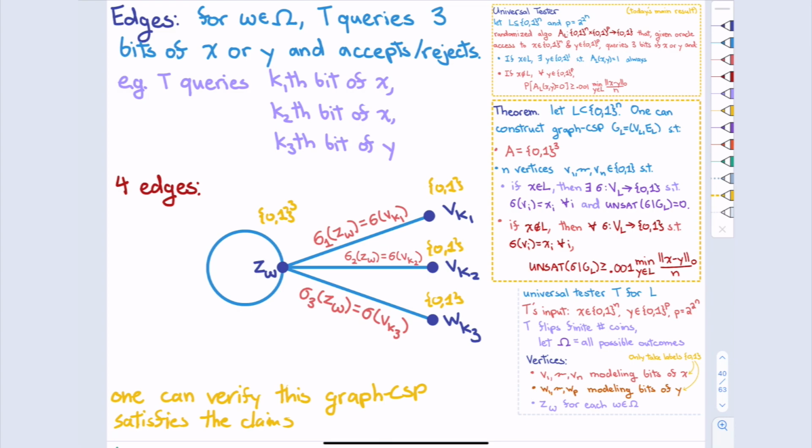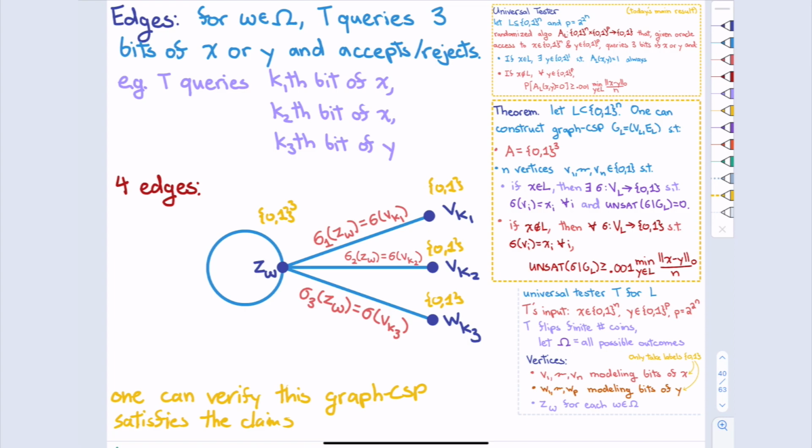Now we're going to have one more edge that's really a self loop. So it's going to be some constraint that looks at z omega. My question to you is, let's see if this is guessable: I want to come up with a constraint for that self loop. At some level, I want that constraint to fail if t rejects this choice of x, y, and this set of queries.